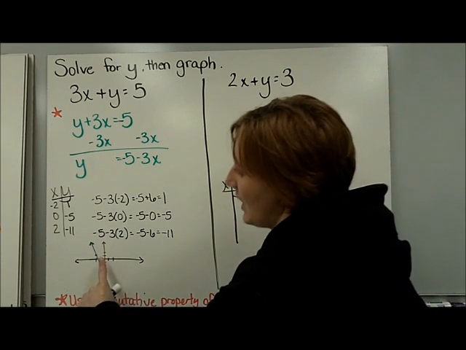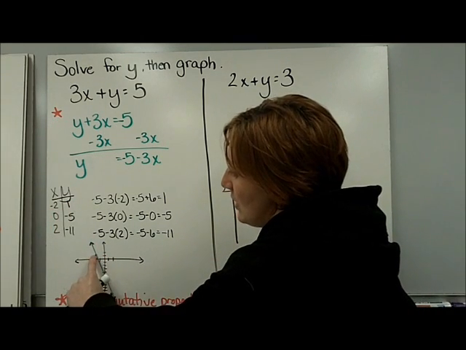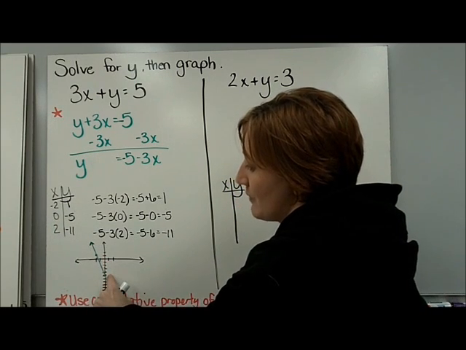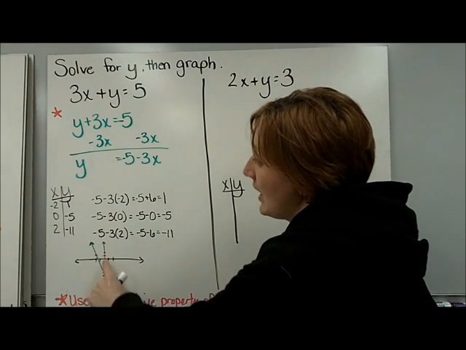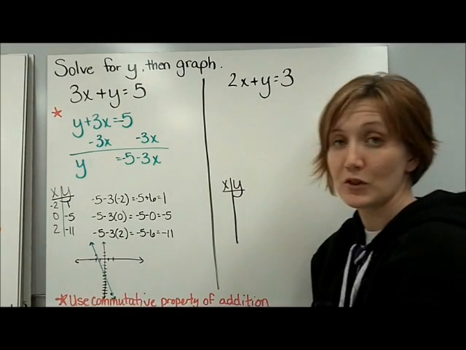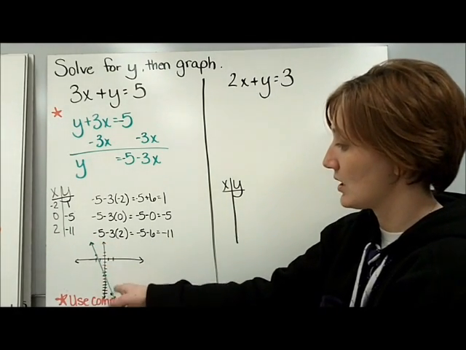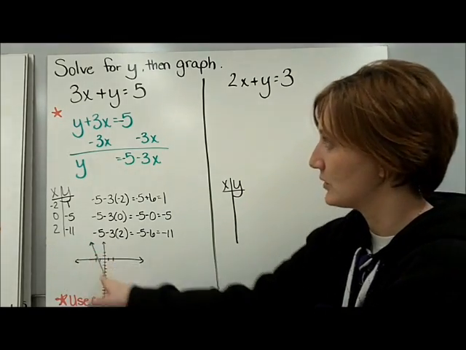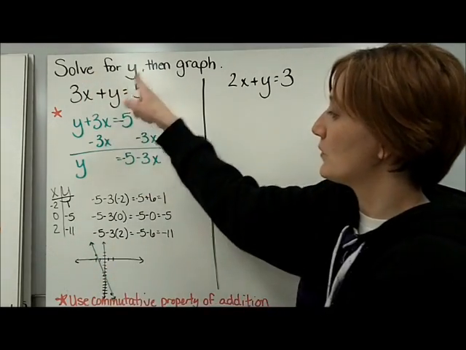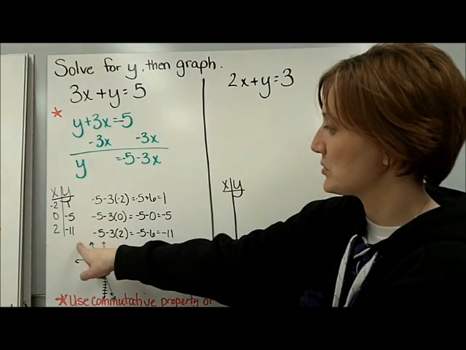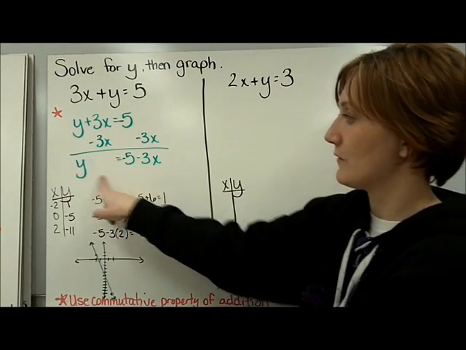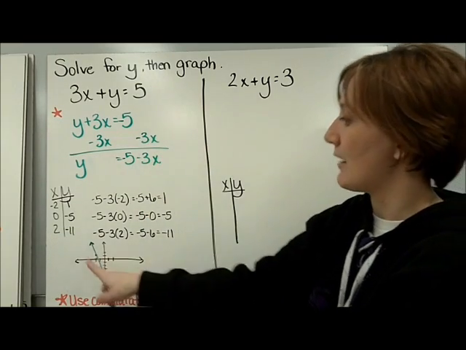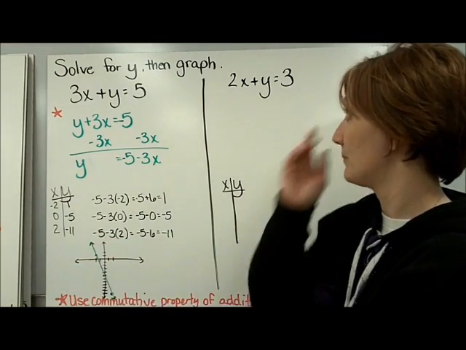Graphing those, I would go back 2, up 1 for this first point. I would go 0, down 5 for the second point, and over 2, down 11 for the third point. Using a straight edge and connecting those, this is what my graph would look like. So we solved for y, came up with some y values by solving for y, turning it into a y equals equation, and then we graphed it by using our table.